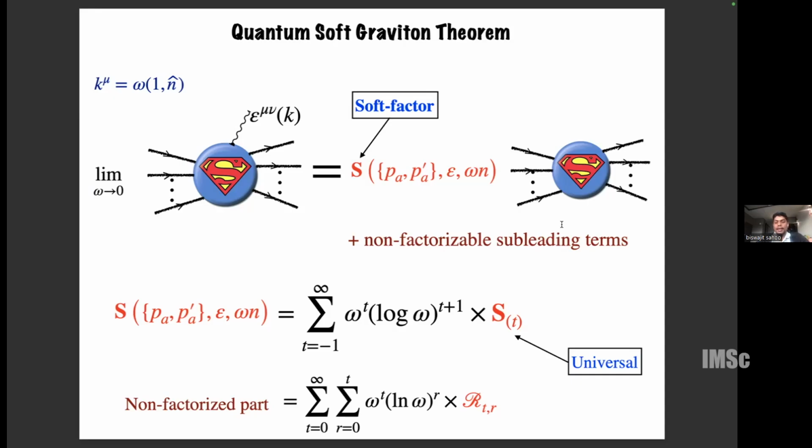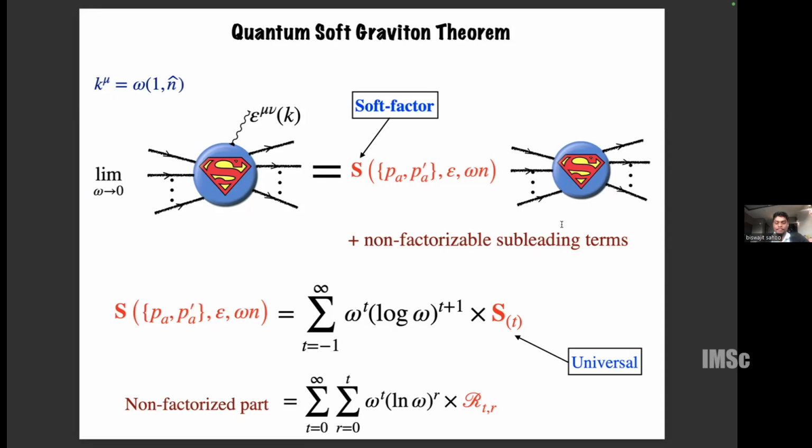But those will be subleading in the small omega expansion. The part which factorizes has the following behavior in the small omega expansion: it goes like omega to the power t, log omega to the power t plus 1, where t runs from -1 to infinity. So it has terms like 1 over omega, omega log omega squared, and so on, which factorize, and the coefficients are universal.